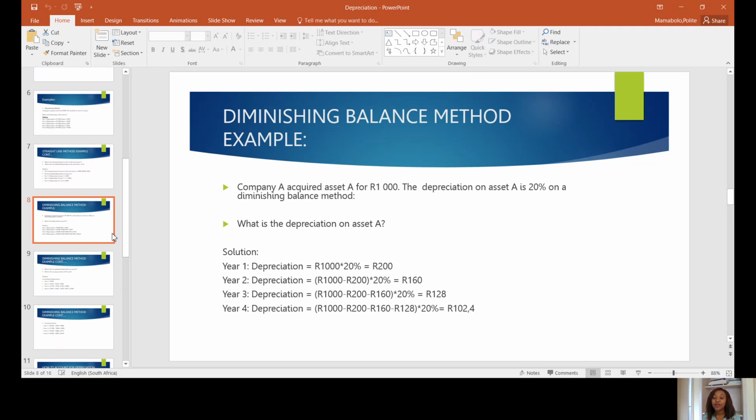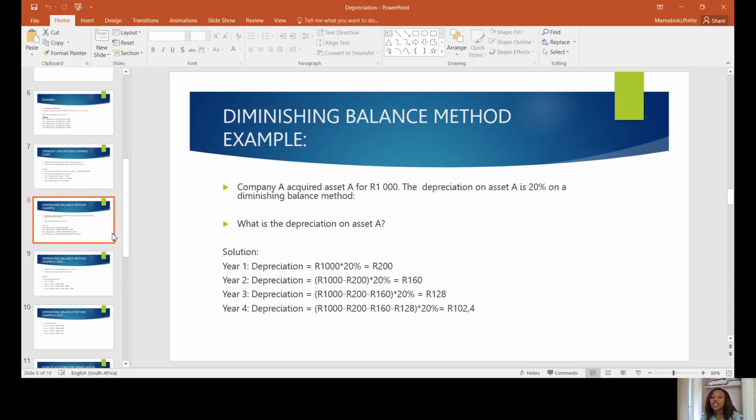At year 1, the depreciation will be 1,000 multiplied by 20%, and we get 200. At the end of year 1, our carrying value is equal to 800, which is 1,000 minus 200. We take that 800 to year 2 to calculate our depreciation. So our depreciation for year 2 will be 800 multiplied by 20%, and we get 160.